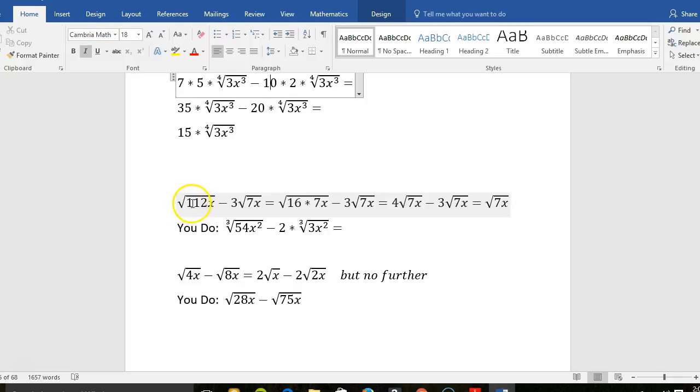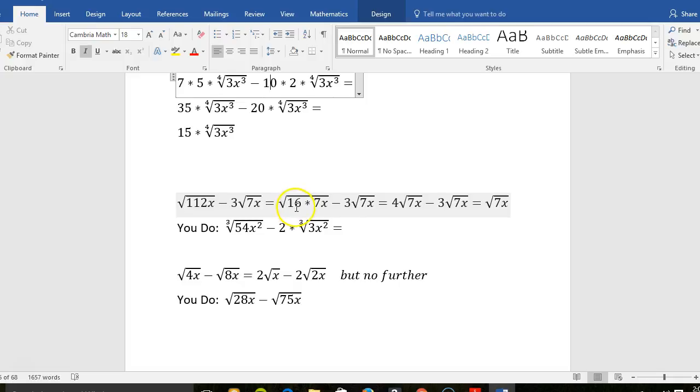Now let's say I've got radical 112x minus 3 radical 7x. Since I'm doing the square root, the index is understood to be 2, so I want to find the biggest square that will go into 112, and that would be 16. Namely 112 is 16 times 7, and so 112x is 16 times 7x. The minus 3 radical 7x, I can't clean that up; there's nothing I can do with that term.